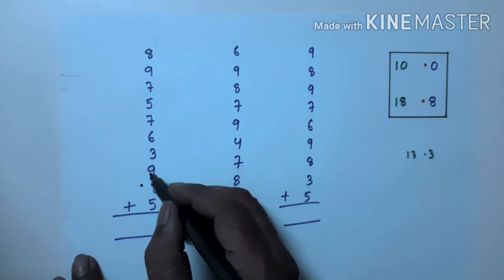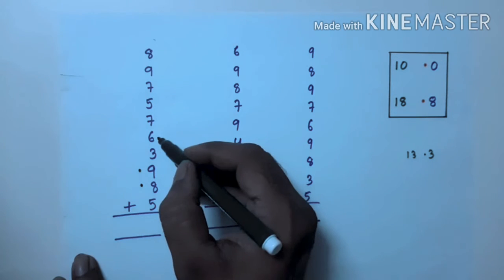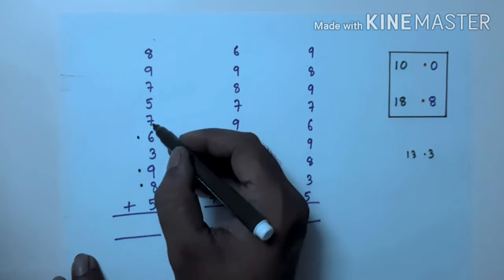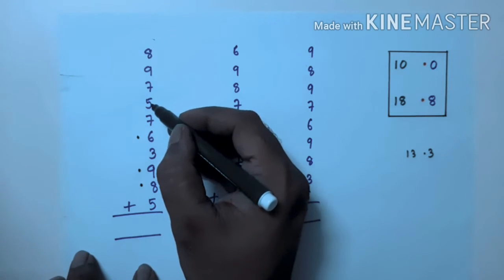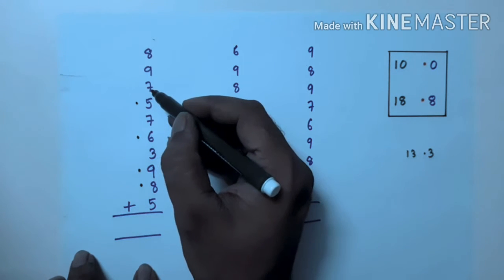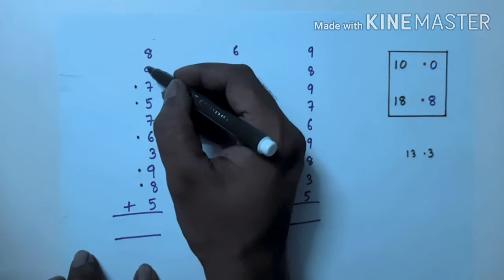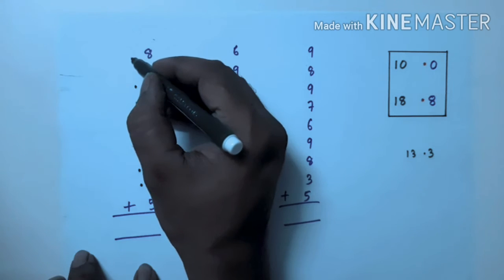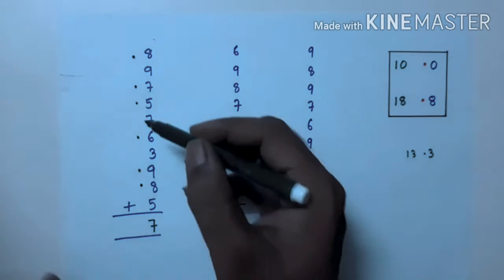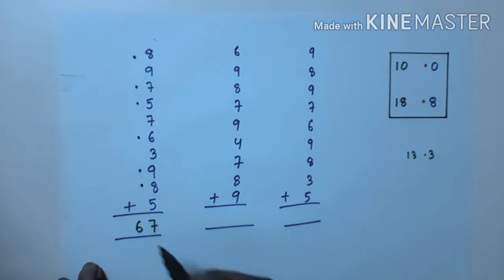So 3 plus 9, 12. Dot 2 in the mind. 2 plus 3, 5. 5 plus 6, 11. 11 means dot 1 in the mind. 1 plus 7, 8. 8 plus 5, 13. 13 means dot 3 in the mind. 3 plus 7, 10. 10 means dot 0 in the mind. 0 plus 9, 9. 9 plus 8, 17. 17 means dot 7 in the mind. So 7 will put here. Now we'll count how many dots are there. 1, 2, 3, 4, 5, 6. We got the answer.